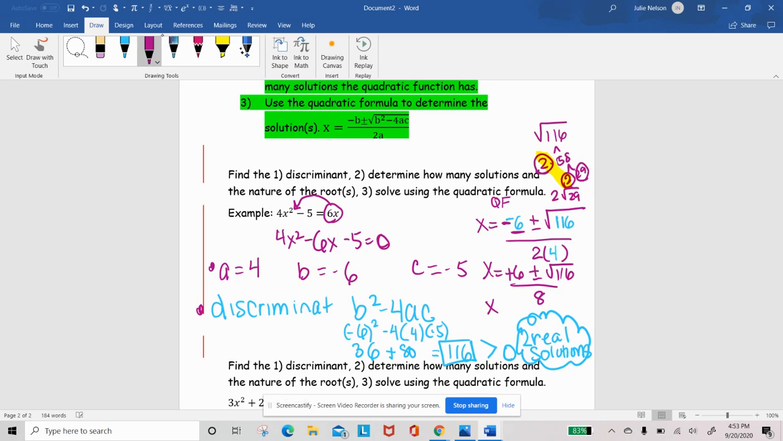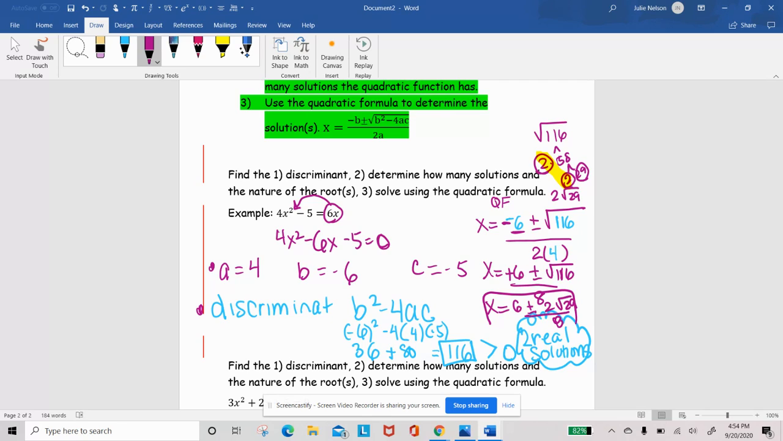So I need to rewrite my solution as x equals 6 plus or minus, instead of the square root of 116, I need to write 2 square root of 29, and then I put that all over 8. Now, these are two solutions. One solution is 6 plus 2 square root of 29 all over 8. And the other one is 6 minus 2 square root of 29 all over 8.